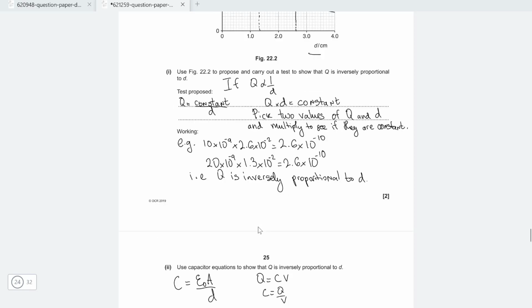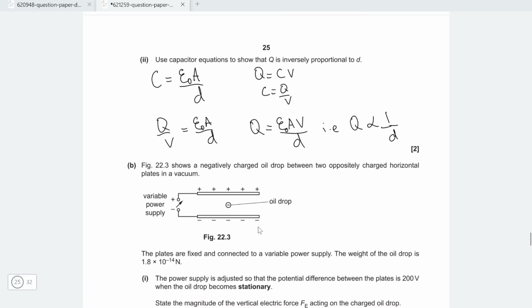i.e. our data proves that Q is inversely proportional to D because those 2 points, when multiplied, give the same answer. Okay, moving on. Use the capacitor's equation to show that Q is inversely proportional to D.